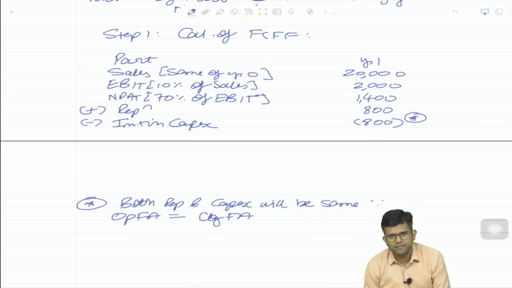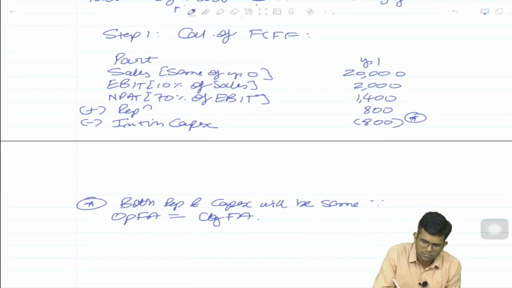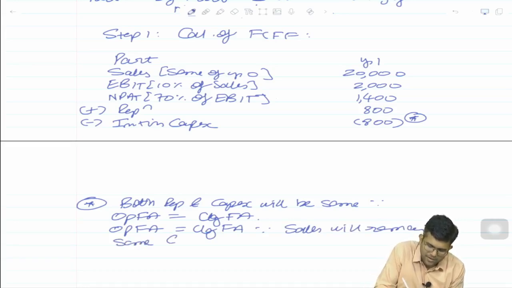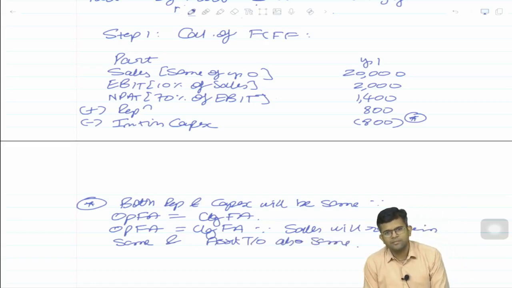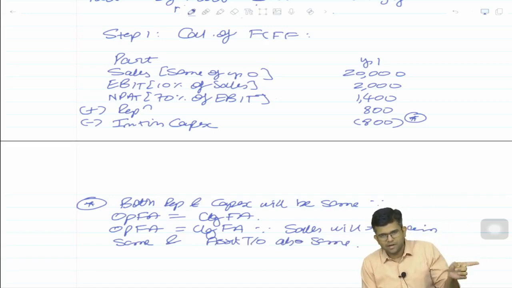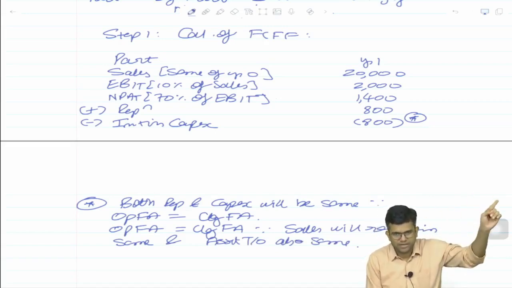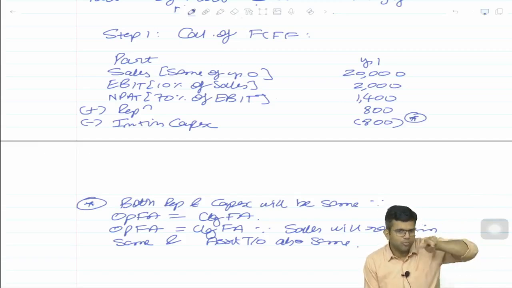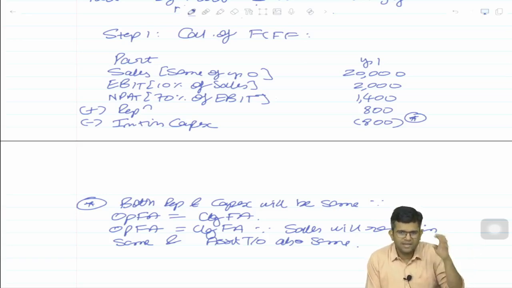You will say, why is opening FA equal to closing FA? Since sales will remain same and asset turnover also same. This language you understood? In the earlier part, as sales was increasing, FA was increasing. I am saying if sales remain same, can I say FA will remain same? Everyone, are you able to understand? And you have seen, if the opening FA and closing FA remain same, then the investment in capex is same as depreciation. Everybody clear?